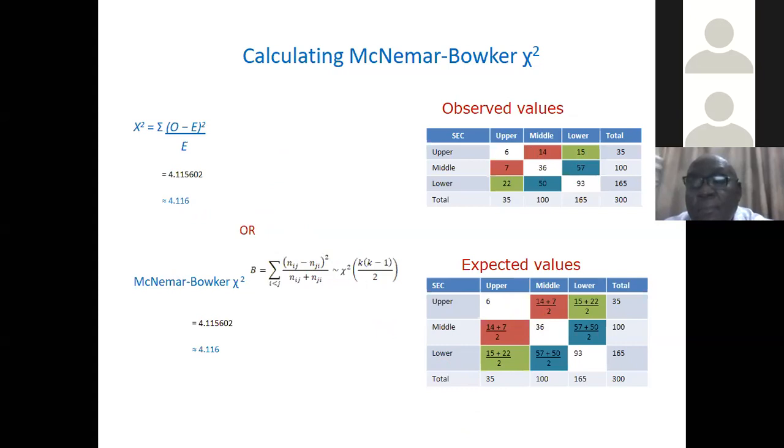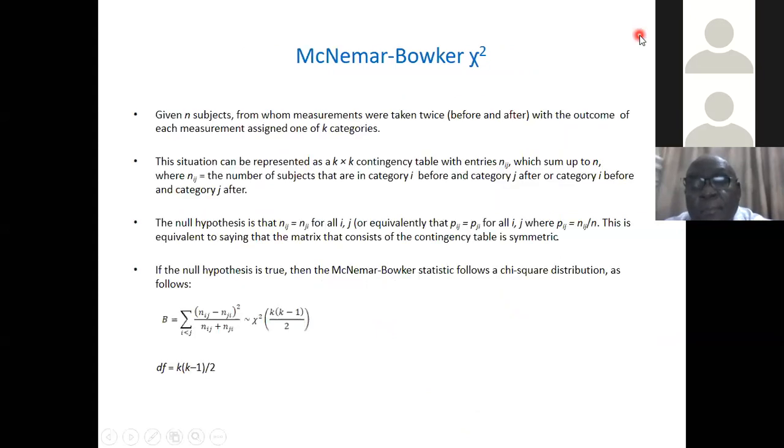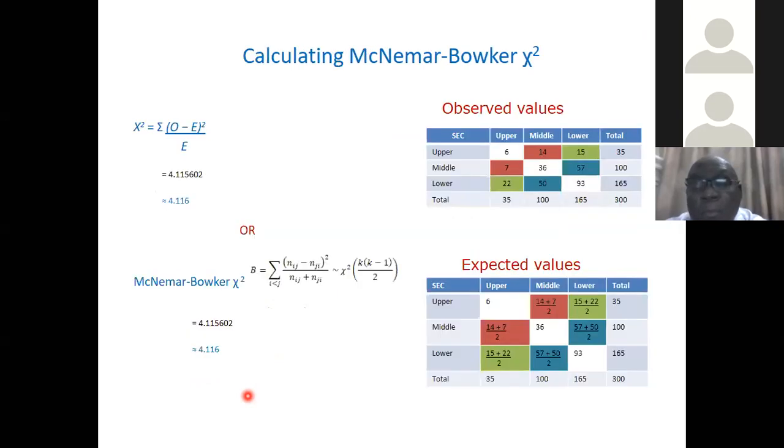And here the degree of freedom is based on K, for a K by K table. It has to be K by K, because the categories after will still be the same categories, so it's going to be 3 by 3. So the degree of freedom would be K times K minus 1, over 2. Like this one, 3 times 3 minus 1, which is 2. 2 times 3 is 6, divided by 2 is 3. So the degree of freedom here is 3.